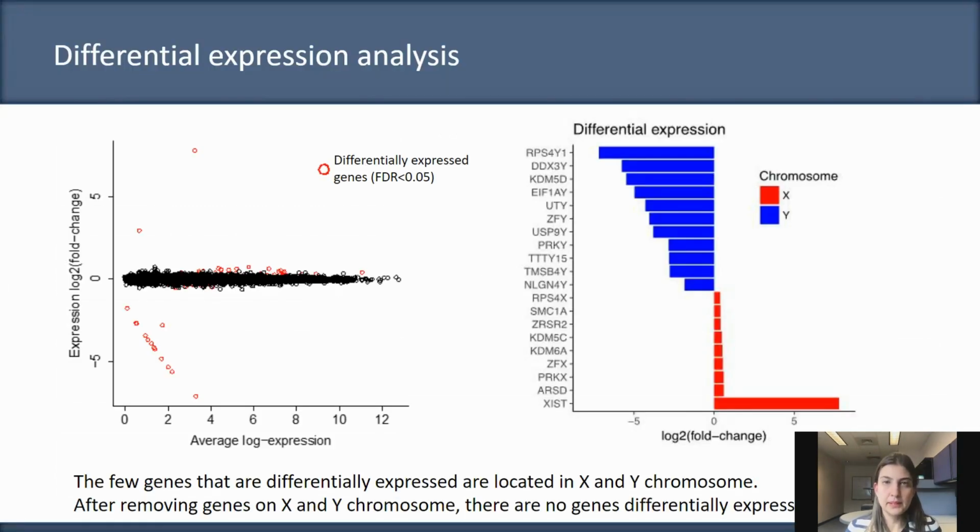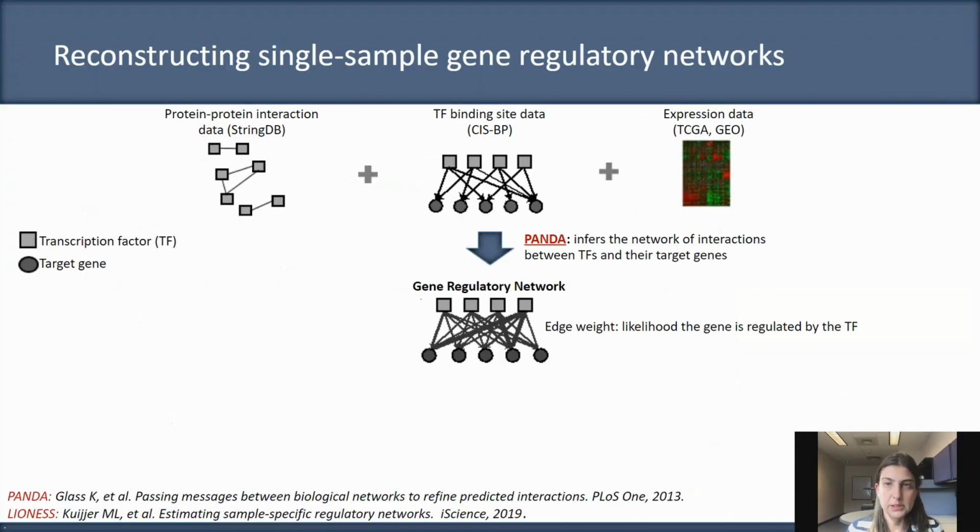We started with a differential expression analysis. So again, here we used voom. And what we found is that the genes that were differentially expressed between males and females are located on the sex chromosomes. So not a lot of new biology from this standard analysis. But we wanted to really understand the regulatory mechanisms.